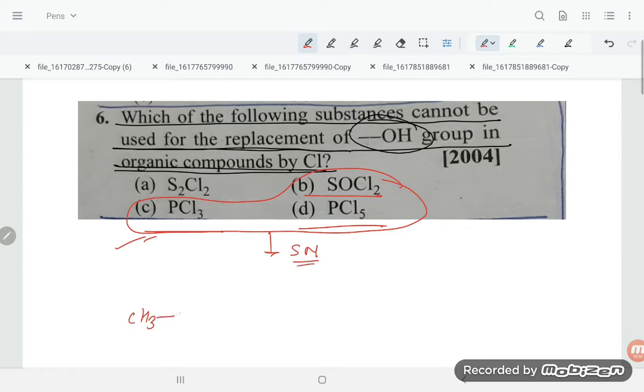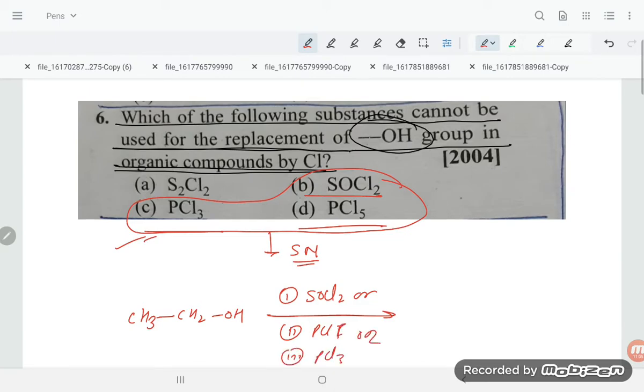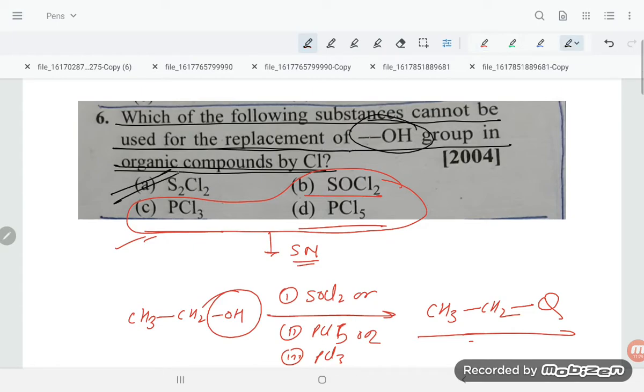Suppose we are having CH3CH2OH, and if you are taking the first one SOCl2, or the second one PCl5, or the third one PCl3, all of these will replace the OH group. So this will be our required product, but S2Cl2 cannot replace it. So the required answer will be option number 1.